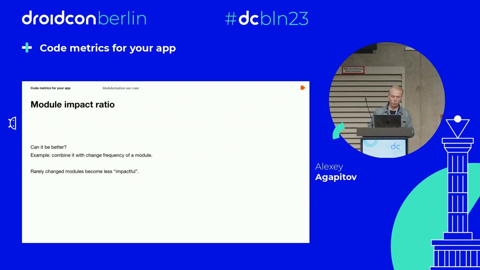So we didn't go into this route because this would then no longer be just the code metrics. It means you need to crunch some data from the Git history, right? So we need to understand which parts are changed more often, which parts are changed less often, and so on. So this could be the next iteration, right?